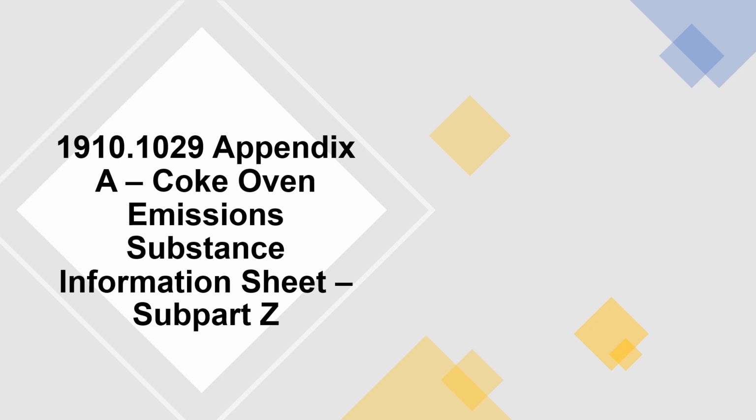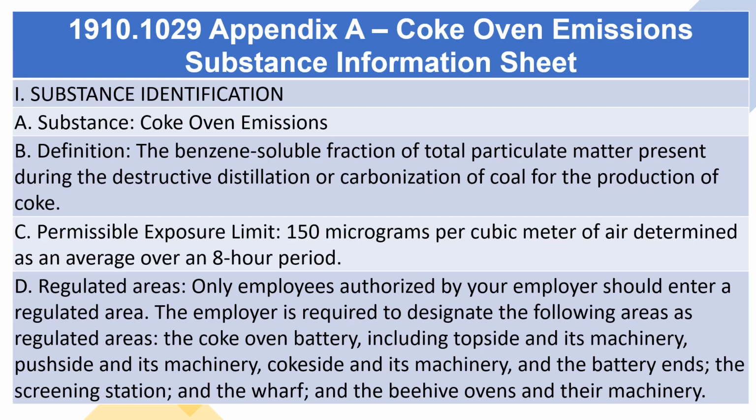OSHA 1910.1029 Appendix A. Coke Oven Emissions Substance Information Sheet. I. Substance Identification. A. Substance: Coke oven emissions. B. Definition: The benzene-soluble fraction of total particulate matter present during the destructive distillation or carbonization of coal for the production of coke. C. Permissible exposure limit: 150 micrograms per cubic meter of air determined as an average over an 8-hour period.